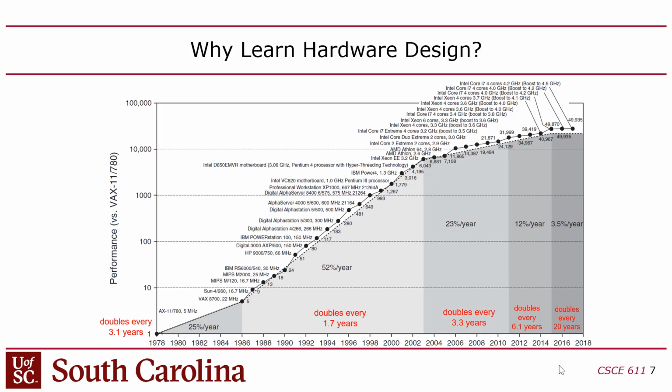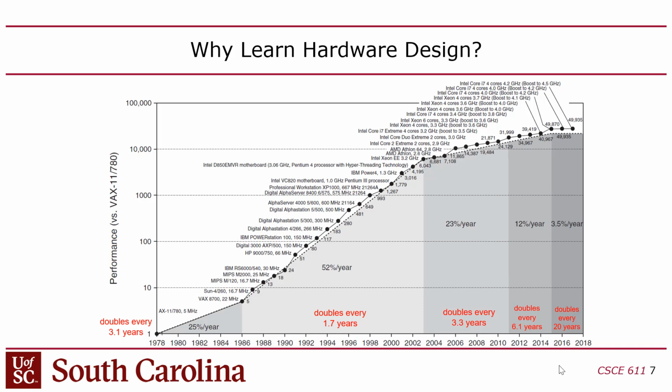IBM Power 4 at 1.3 gigahertz was 3,000 times faster than that VAX11 chip, right? And when you look at this chart, and it's plotted versus the year, you can see that from 1978 to 1986, there was a 25% improvement per year. And that means that the performance was doubling. At that rate, it would double every 3.1 years.